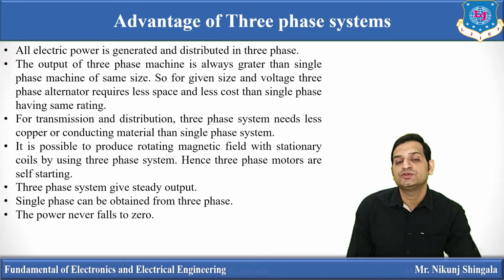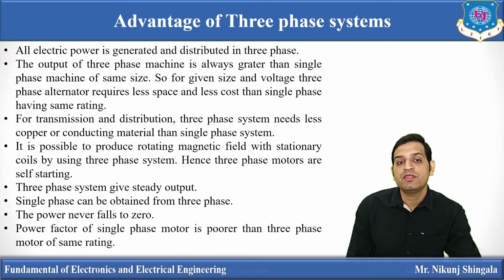The power never falls to zero. In single-phase generation, power may fall to zero many times, but here power will never fall to zero. The power factor of a single-phase motor is poorer than that of a three-phase motor for the same rating. So for the three-phase system, the power factor is improved as compared to the single-phase system, and the efficiency of three-phase systems is also high. So these are the advantages of the three-phase system over single-phase systems. That's why power is always generated in three-phase form, not in single-phase form.